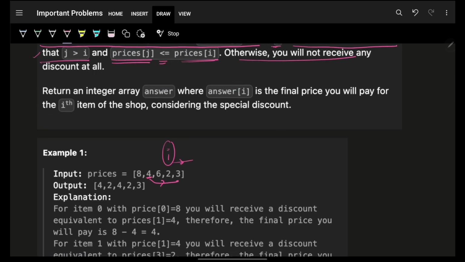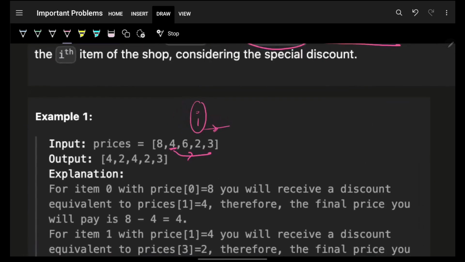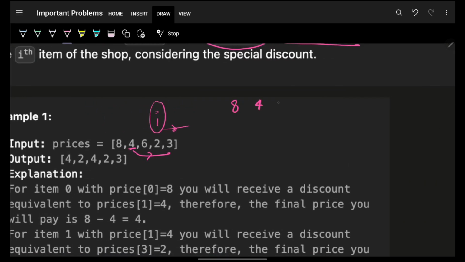I have to finally return an answer where answer[i] is the final price, which means after discount what is the final price. Now if I just show you 8 4 6 2 3, the normal brute force stuff which we can do is simply iterate. For 8, go on the right side, find the first price which is less than or equal to 8, that is my discount, simply subtract that from myself, and this is the corresponding new final price. On the right side, the first price which is less than or equal to 8 is 4. I will subtract 4 from this 8. Okay, 4 is the price.